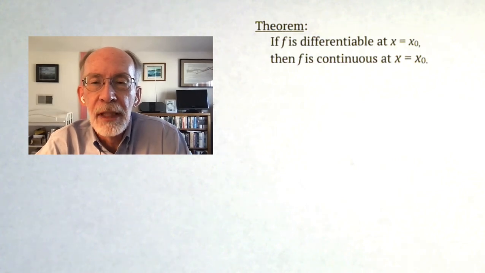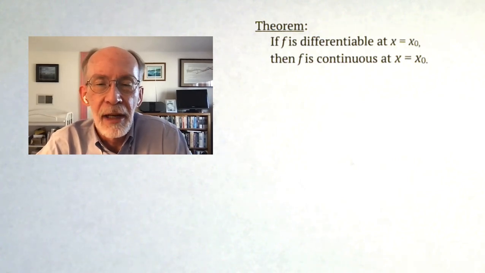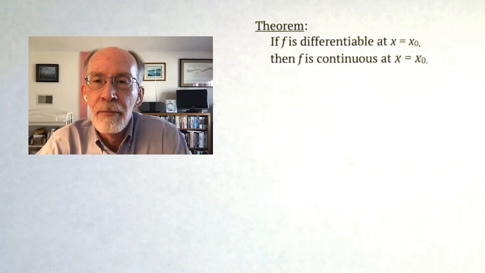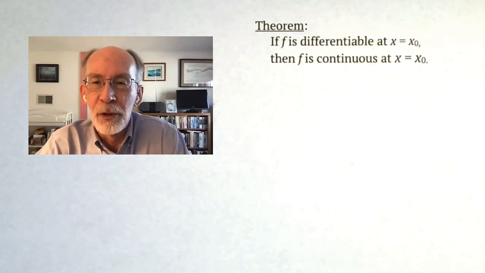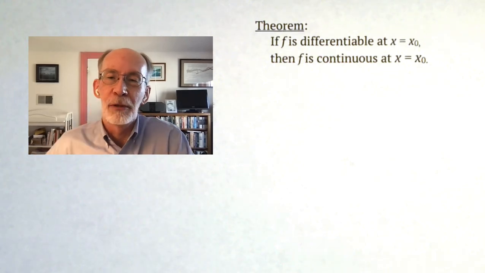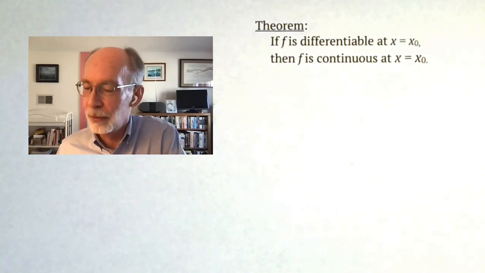So here's a statement of the theorem suggested by our graphical examination on Desmos. If f is differentiable at some value x equals x naught, then f should be continuous at x equals x naught. And the fact that I just boldly stated it as a theorem is pretty suggestive of the fact that it's going to end up to be true. And here's a little proof, and the proof is rather slick.